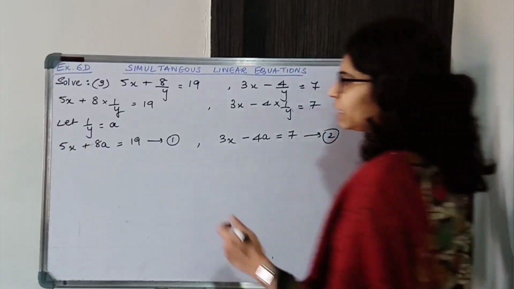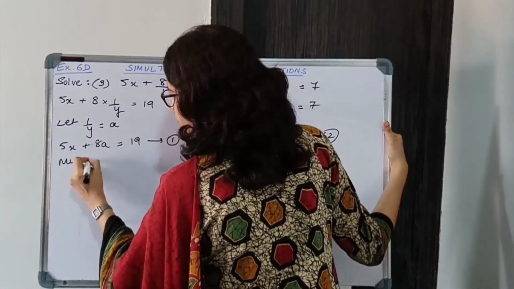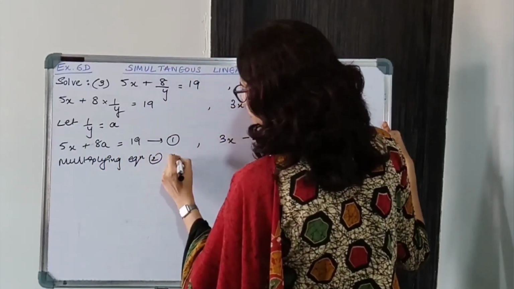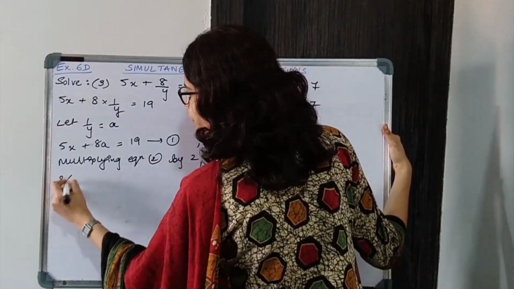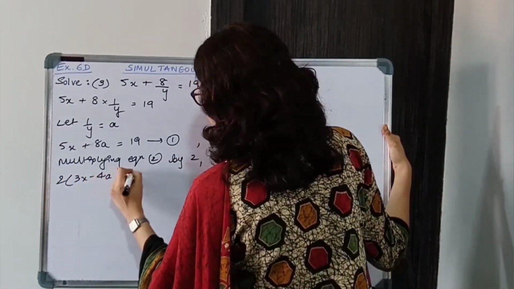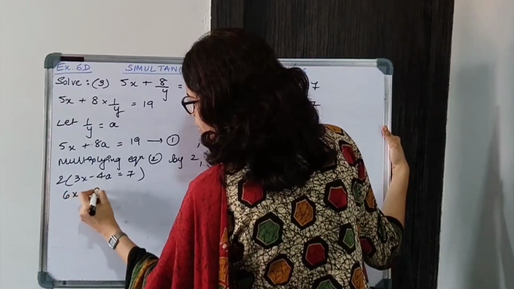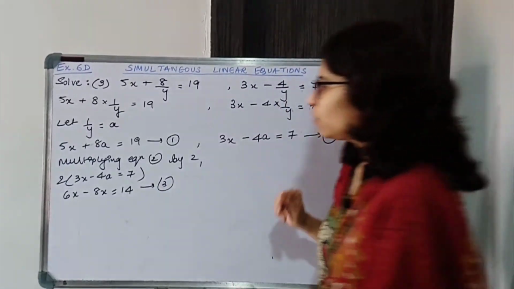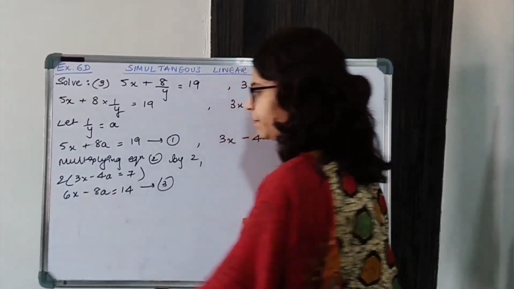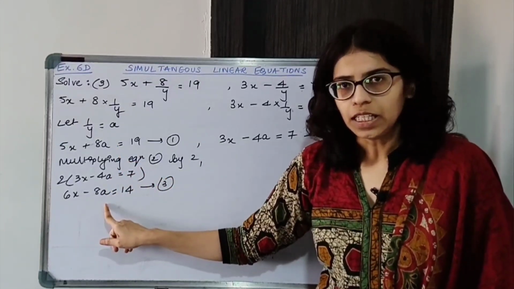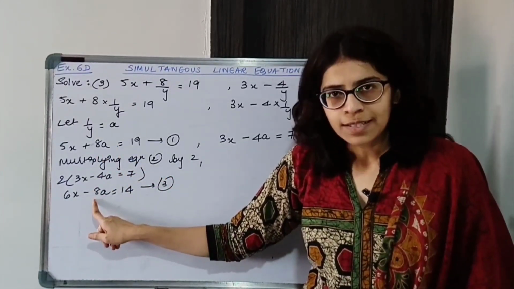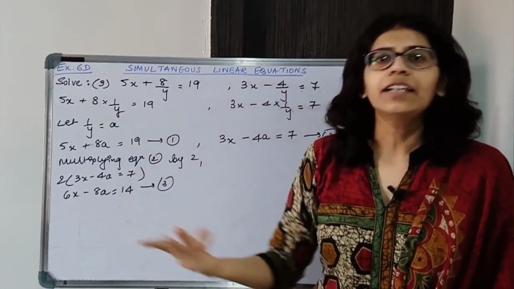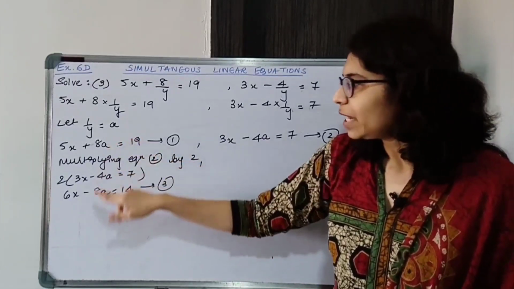So multiplying equation 2 by 2. So 2 into 3x minus 4a equals 7. So 6x minus 8a equals 14. This is equation 3. Now if you check 1 and 3, the coefficients are the same and the signs are opposite. So signs are opposite, so we will add the two equations.